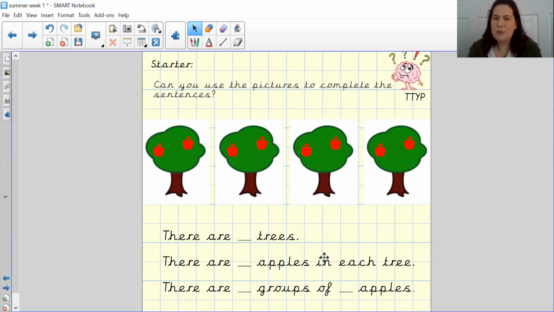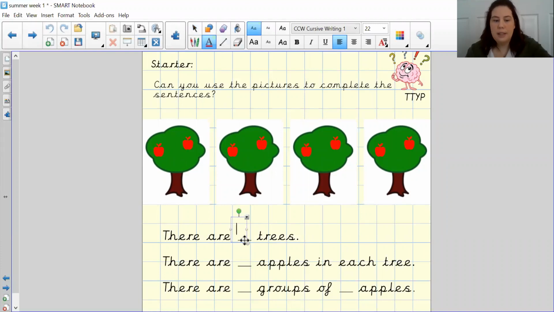So how many trees are there? Let's count them together. 1, 2, 3, 4. So I'm going to write the number 4. You can also write these sentences out on your piece of paper and you can solve them along with me by pausing the video. So the next part of the question is, there are something apples in each tree.